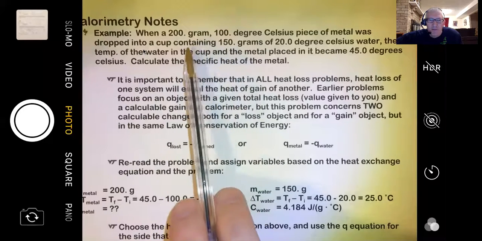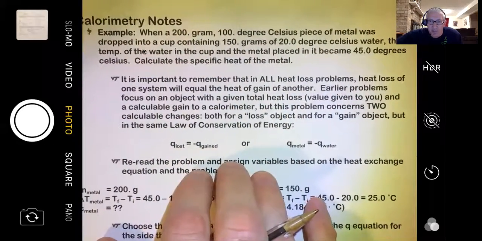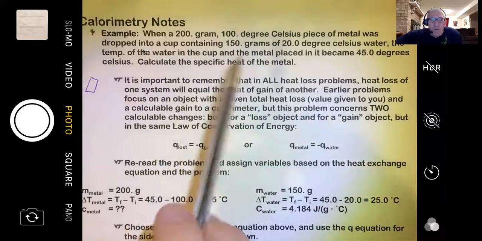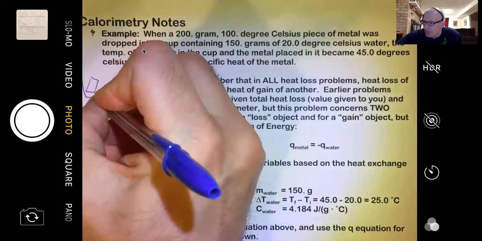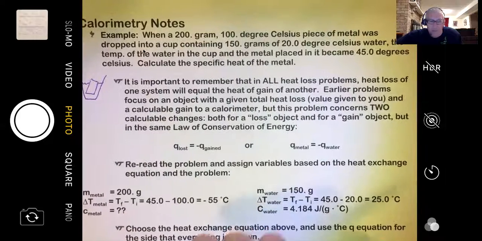So I've got a 200 gram, 100 degrees Celsius piece of metal. And I think drawing a quick little picture over here might help us keep this straight. So here is my chunk of metal, all right? And I know the mass of it and I know its temperature. We drop it into a cup of water containing 150 grams of 20 degrees Celsius water. So the metal goes into the container with water. And actually, this would be completely submerged. That's not a very good drawing there, but I'm just drawing in a small space.